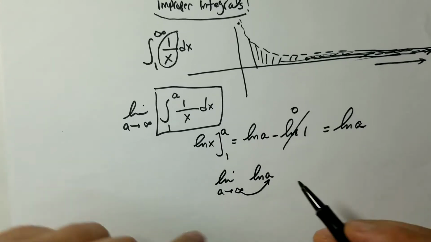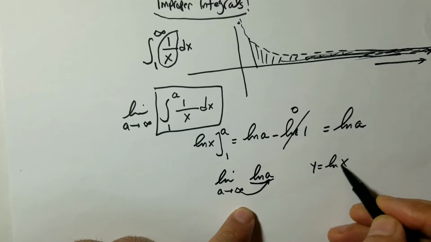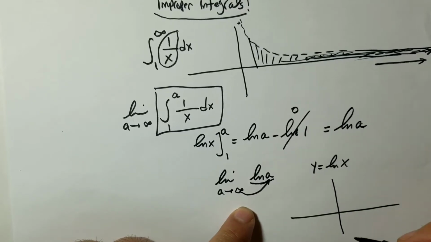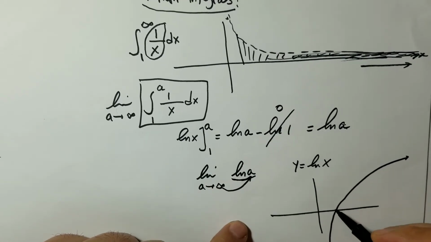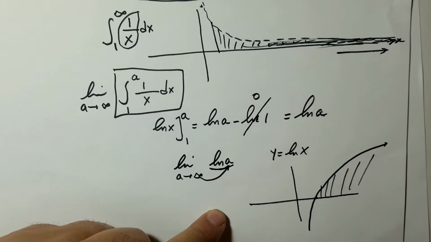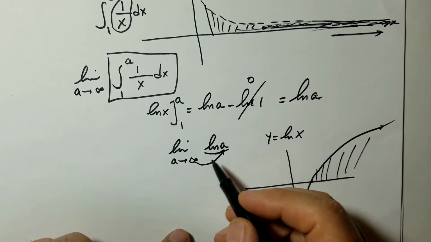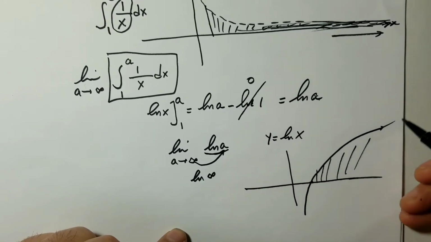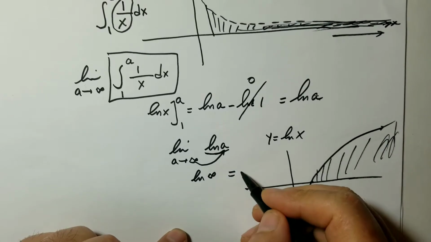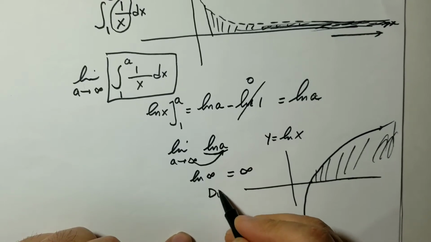My A goes to infinity. Remember, this is nothing except y equals natural log of x. And when you graph natural log of x, which is the inverse of the exponential function, as you go from 1, that area gets larger and larger and larger, and it doesn't converge. Therefore, it goes forever. What is natural log of infinity? If x is infinity, what is that? It is infinity. Therefore, you know this one is going to say diverges.